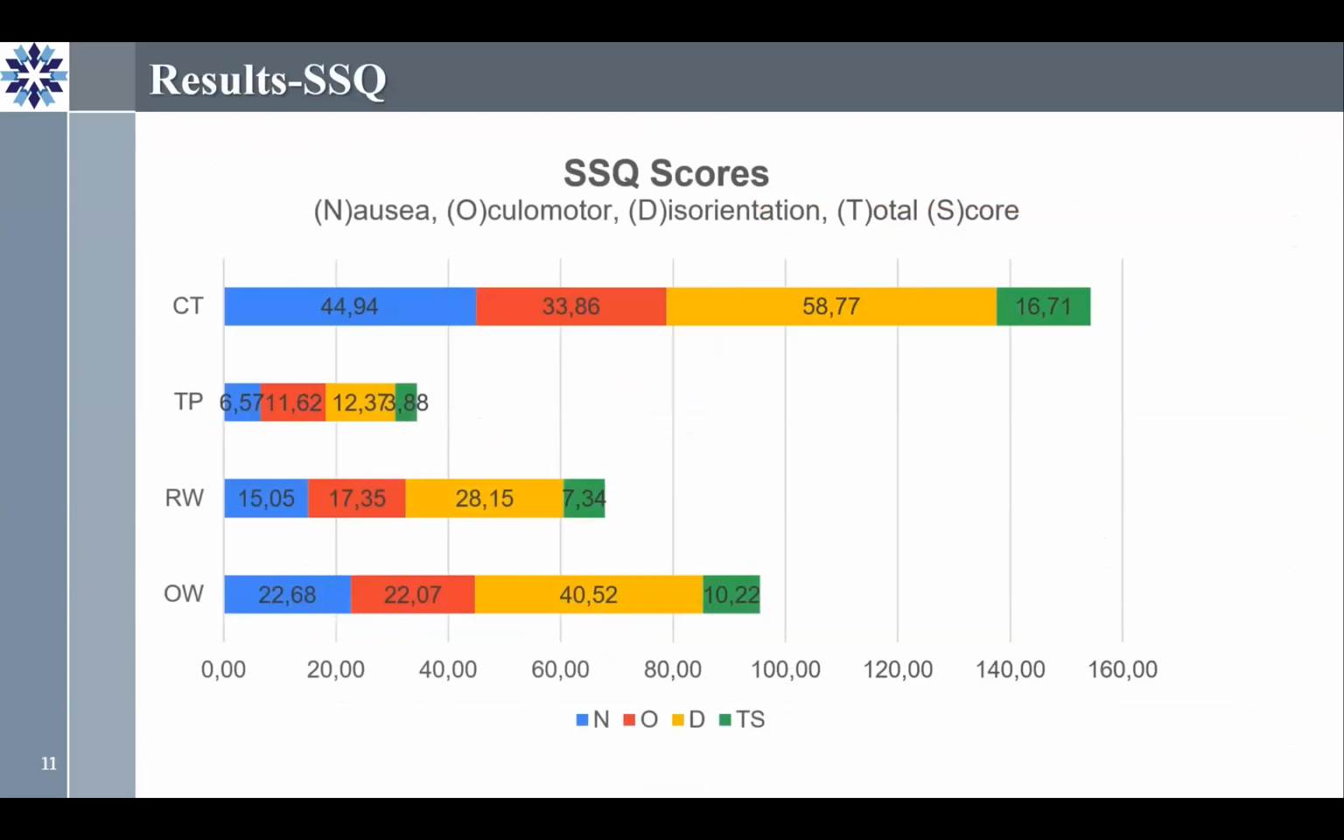When SSQ scores were examined, the lowest CS values were obtained with teleporting. Continuous touch resulted in the highest CS values. Especially disorientation is very high in continuous touch. Its level is 58.77.